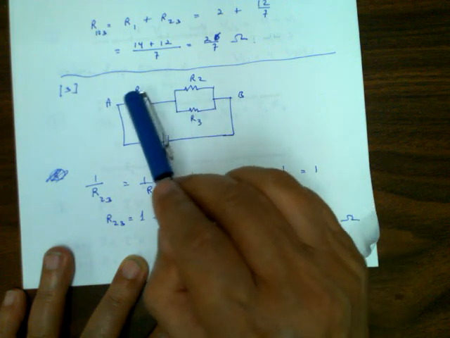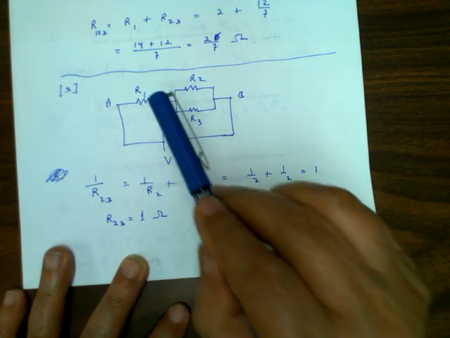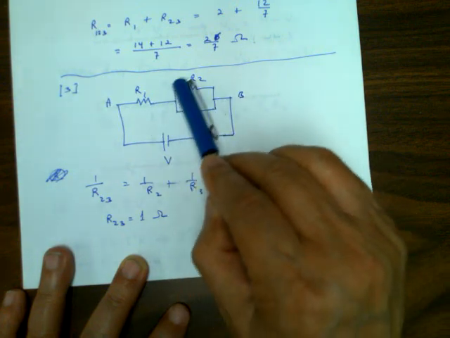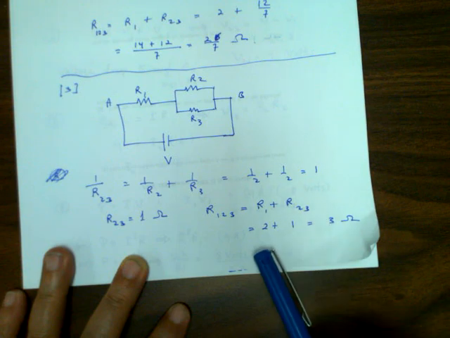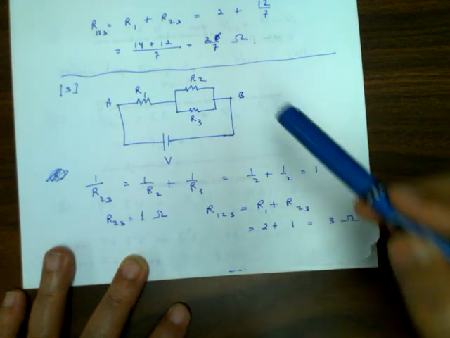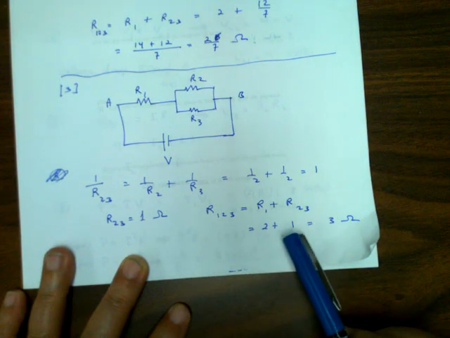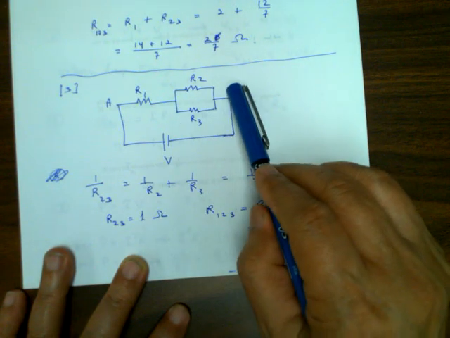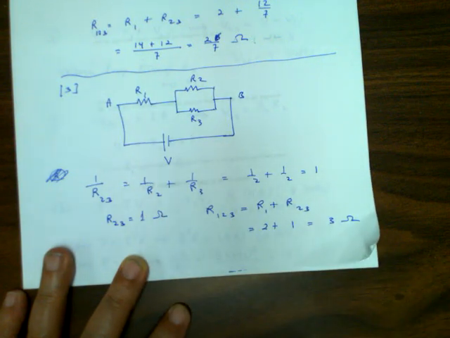Now I have to add to this one. So R123 is R1 plus this thing in series. So R1 plus R23. R1 is 2 ohms. R23 is 1 ohm. We just found that. So 2 plus 1, I get 3. So the equivalent resistance between A and B is just 3 ohms.